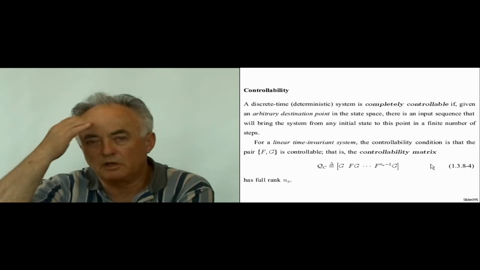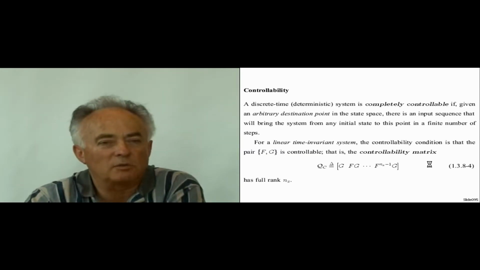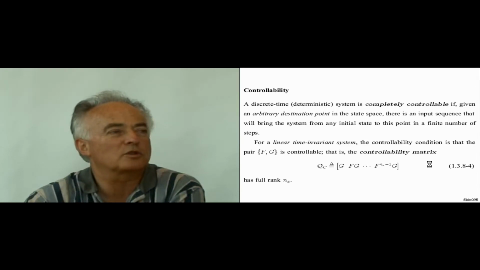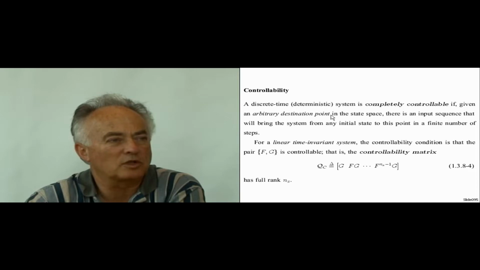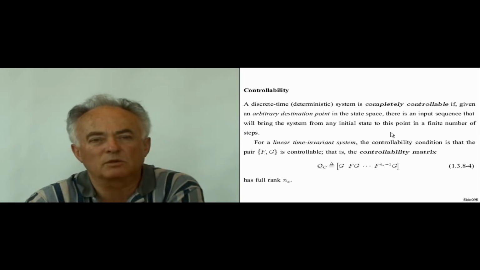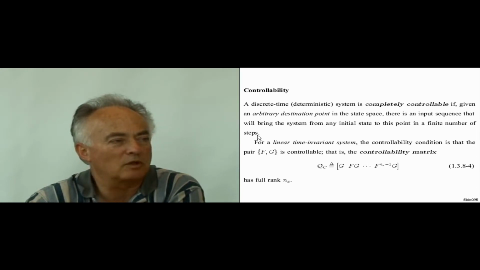Controllability, it turns out, both in discrete time and in continuous time, the concepts are the same, but more surprising, even the equations will be almost the same. So, a discrete time deterministic system is completely controllable if, given an arbitrary destination point in the state space, we can obtain an input sequence that will bring the system from any initial state to this point in a finite number of steps. So this is really the counterpart of the continuous time definition.